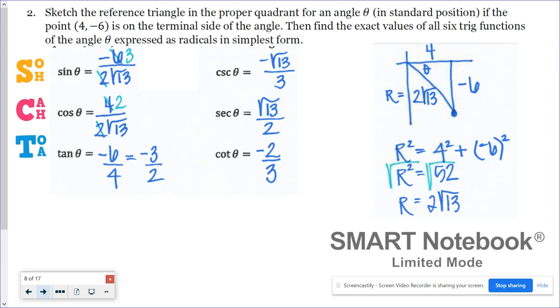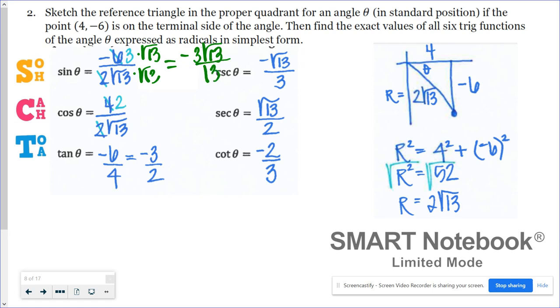So you may have noticed when we wrote down sine was -6 over 2 root 13, that the -6 and the 2, we can reduce that. And so if I do that, I'll end up with -3 over the square root of 13. And then when I flip that, I get the cosecant equivalent of negative square root of 13 over 3. Going back to sine though, I can't go leaving the square root of 13 on the bottom. So I do need to multiply the top and the bottom by the square root of 13. So I'm going to get -3 root 13 over 13 is my final answer for sine.